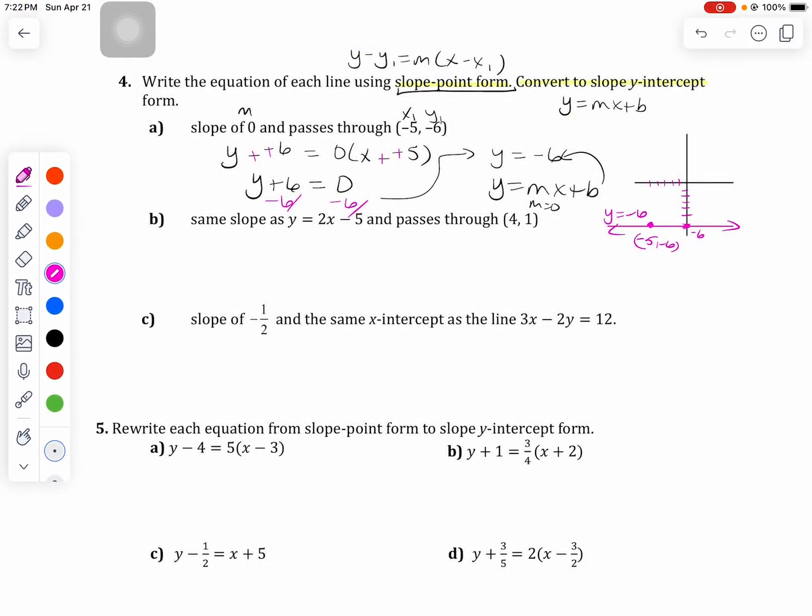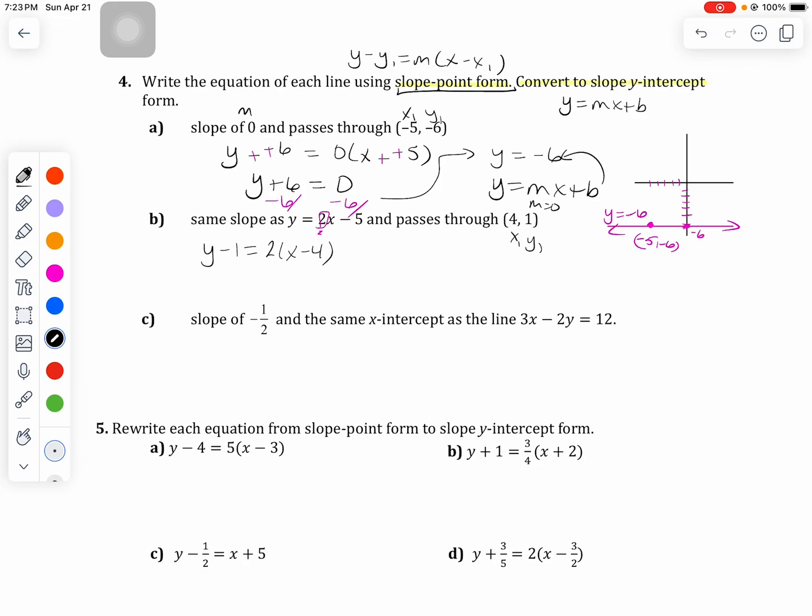Okay, question 4b. Let's read carefully. We have to sort of detective this out. Question 4b says, find the equation of the line with the same slope as y equals 2x minus 5 and passes through the given point 4, 1. So our slope here, we can see that our slope is 2. And here's our point x1, y1. So y minus 1 is 2 times x minus 4.